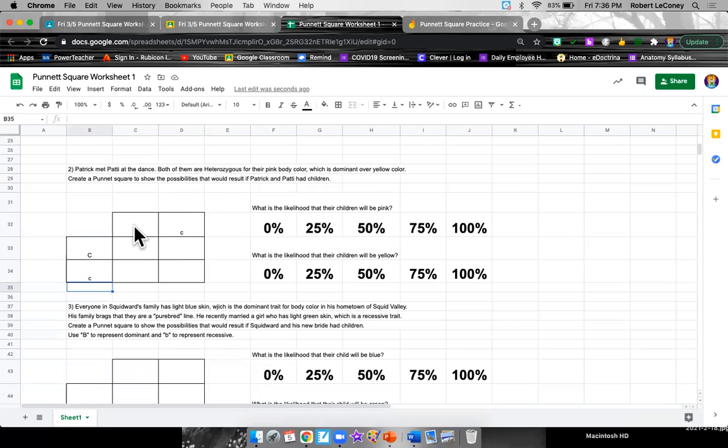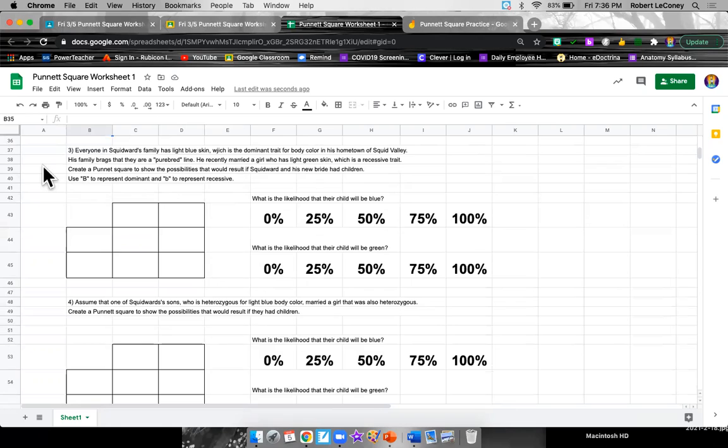So this one is pink, this one is yellow. They're both pink because dominant wins. I mean, both of them, Patrick and Patty. This allele is pink, this allele is yellow. So what is the likelihood that the children will be pink? What's the likelihood that children will be yellow? Fill this out. Each square is 25%. Do the math, figure it out.